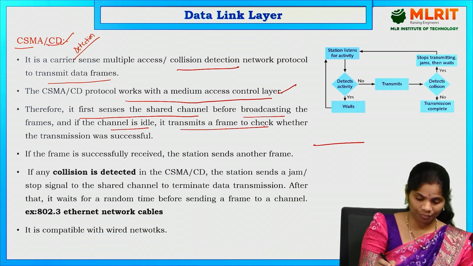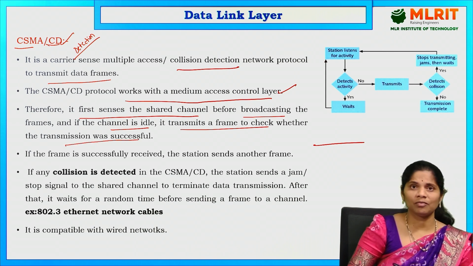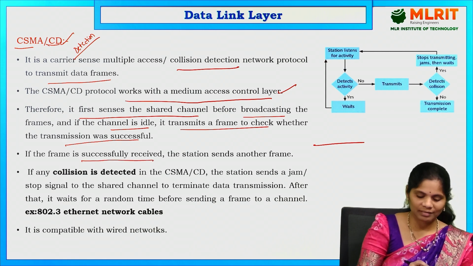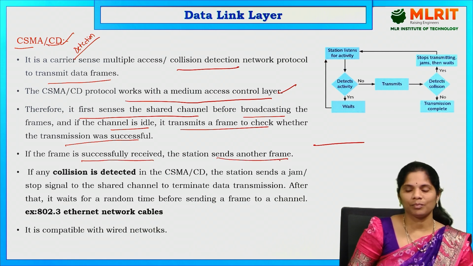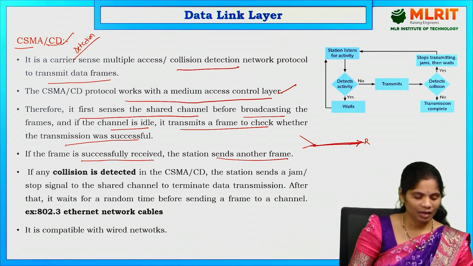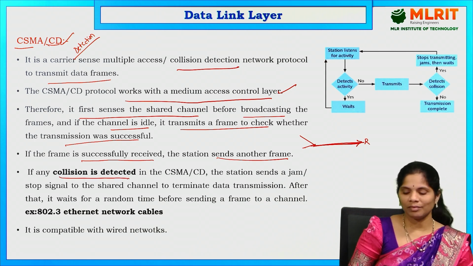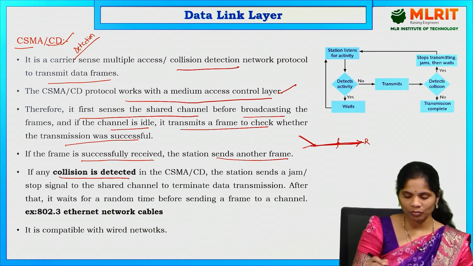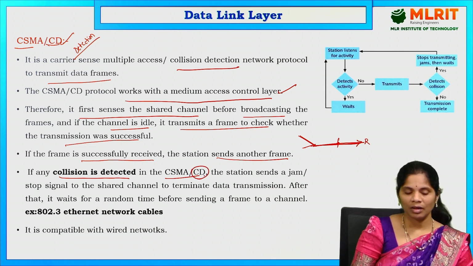Then it checks whether the transmission was successful or not. That is collision detection. If the frame is successfully received, the station sends another frame. Suppose one frame is sent successfully to the receiver, it will send the next frame through this channel. If a collision is detected in CSMA/CD, it means there may be cross-talk between two or more stations.